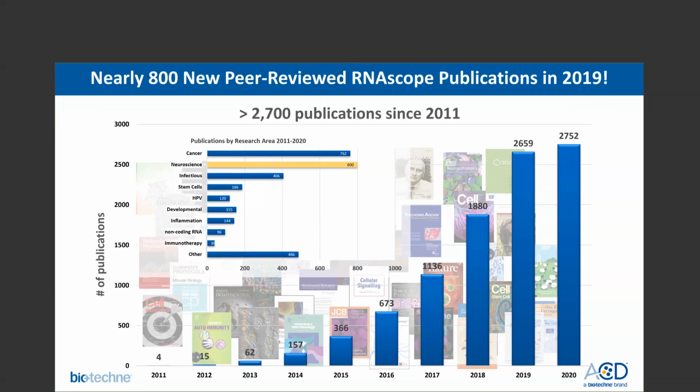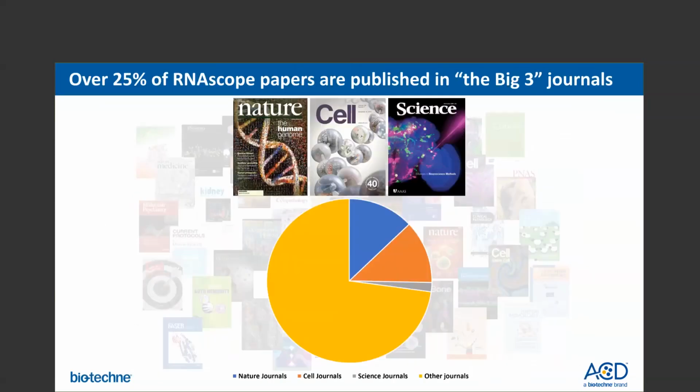Another interesting fact about the publication base we have is that over a quarter of the RNAscope papers are published in some form of the big three journals, that is, Nature, Cell, or Science.